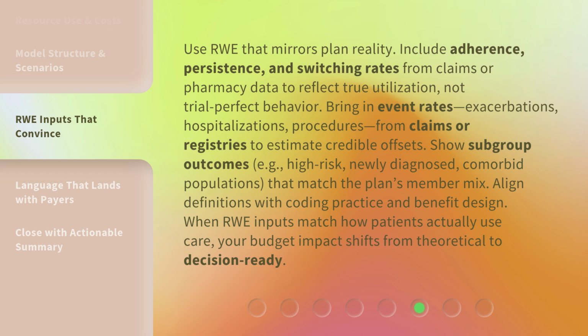Show subgroup outcomes, e.g., high risk, newly diagnosed, comorbid populations that match the plan's member mix. Align definitions with coding practice and benefit design. When RWE inputs match how patients actually use care, your budget impact shifts from theoretical to decision-ready.